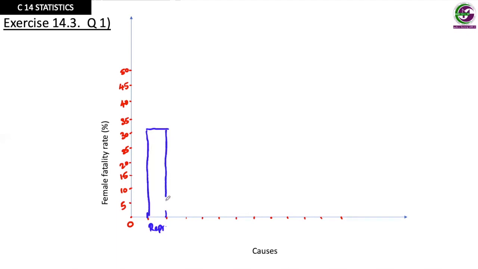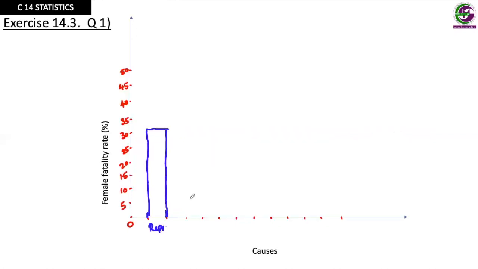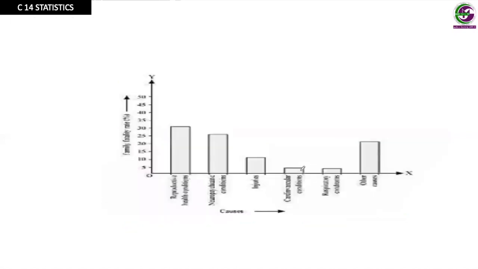In your notebook, please use a ruler and then make a straight line. Again, leave a space and mark the second one, neuropsychiatric conditions. So we can say neuro, it is 25.4. 25 is here. So that will represent neuro, and continue the bars so that we get a graph of this form. Fatality rate in percentage is on the y-axis and the causes of death are on the x-axis. So we can see the tallest one is the reproductive cause.